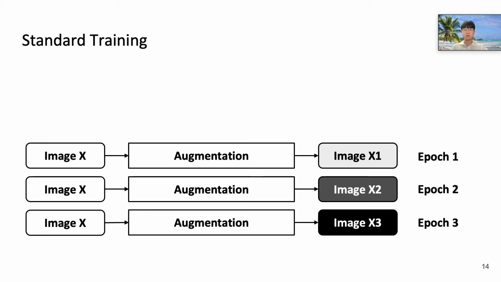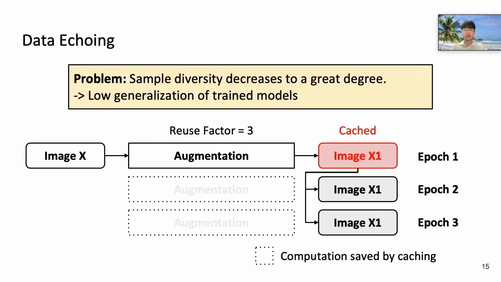Unfortunately, the answer is no. For better understanding, we first illustrate the standard training with an augmentation pipeline. Since the stochastic augmentation is independently applied, a unique augmented image is used for gradient computation for each epoch. In case of data echoing, the samples are cached and reused after the augmentation. So in the second and the third epochs, the augmentation pipeline is not executed. However, data echoing severely degrades the diversity of augmented samples as the same augmented samples are used for multiple epochs. This results in low accuracy of trained models, as we will show in the evaluation.